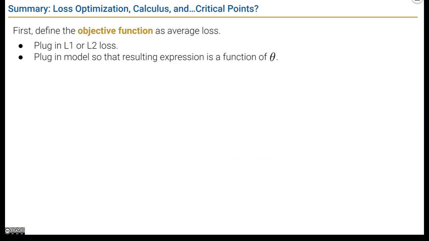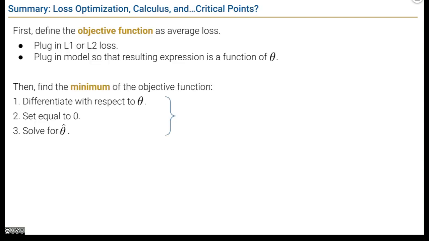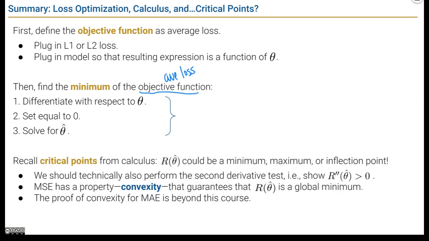So let me summarize. First, I'm either choosing an L1 or an L2 loss. And then I'm using that to come up with my average loss, and I'm minimizing that average loss. The objective function, again, was my average loss. I took the derivative with respect to theta naught. I set it equal to 0. I solved. Now there's some more hand waving, because technically I need to check that the value that I found is actually a minimum.